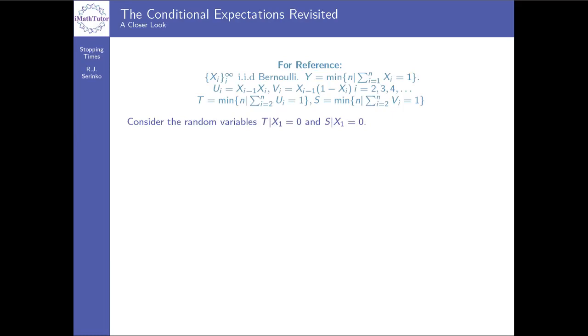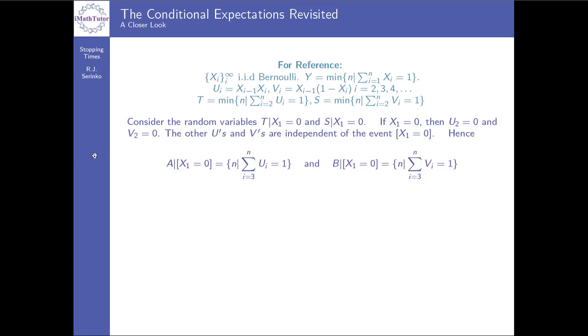Consider the random variable t given x1 equals 0 and s given x1 equals 0. If x1 equals 0, then u2 equals 0 and v2 equals 0. The other u's and v's are independent of the event that x1 equals 0. x1 does not figure in the definition of u3, u4, v3, v4, and so on and so forth.